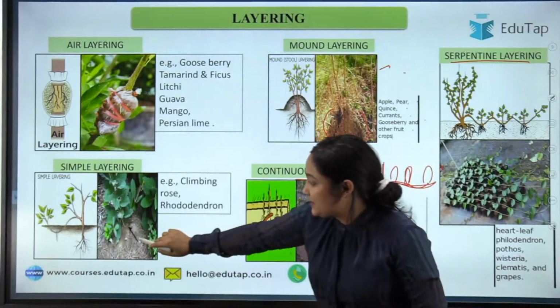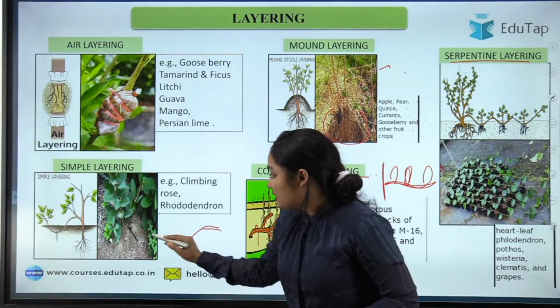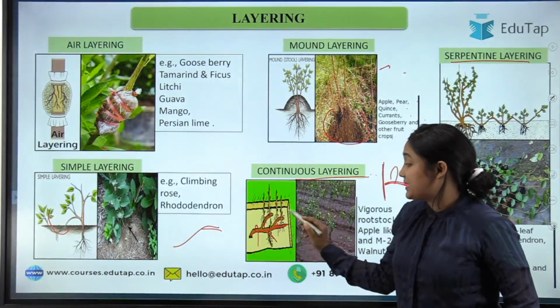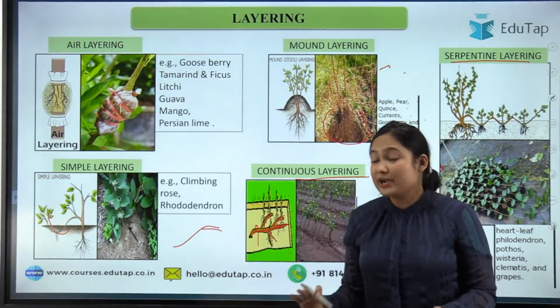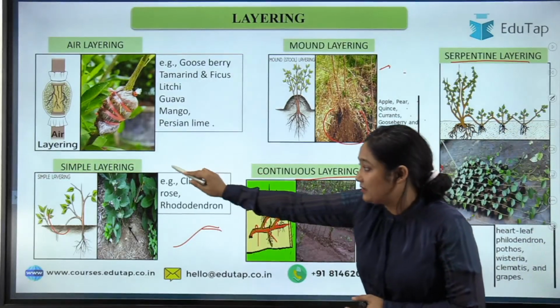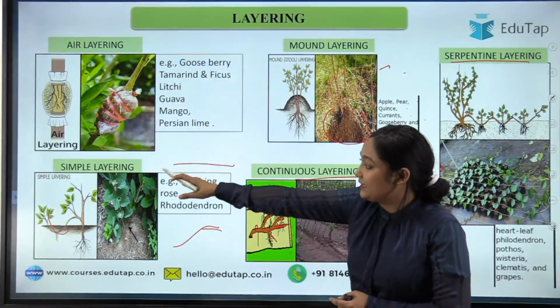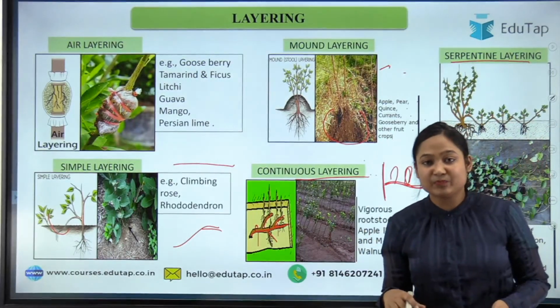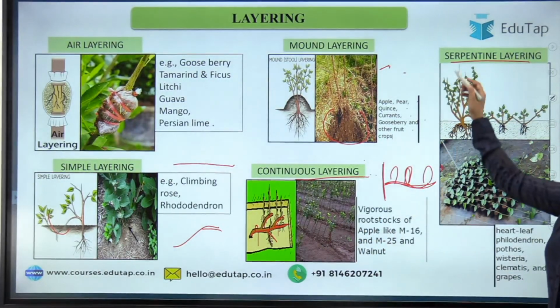But in simple layering, one branch gives one plant. In continuous layering, a single branch can have more than one plant. Okay, so this is the continuous layering. It is alike the simple layering, but it will have more than one plant at a time. Okay, so now moving to the serpentine layering.